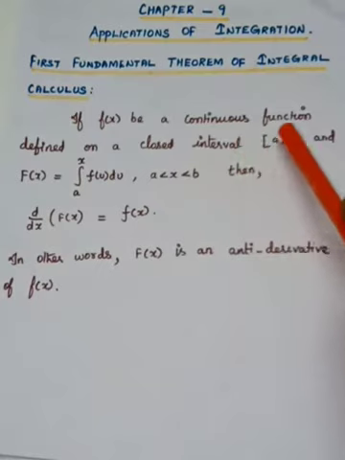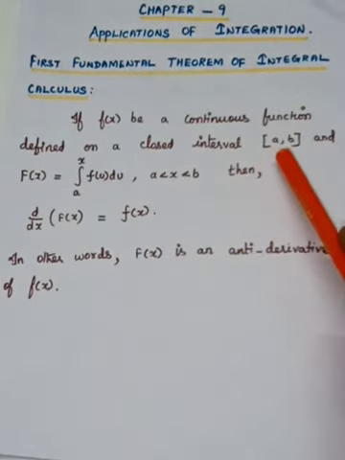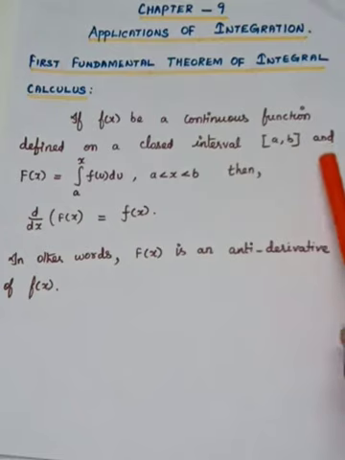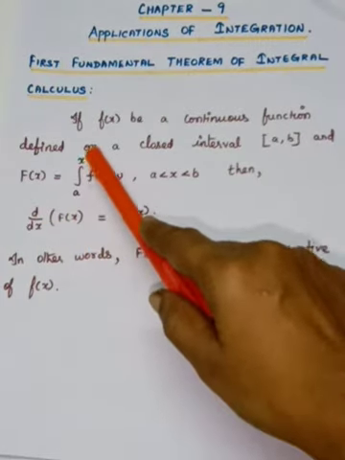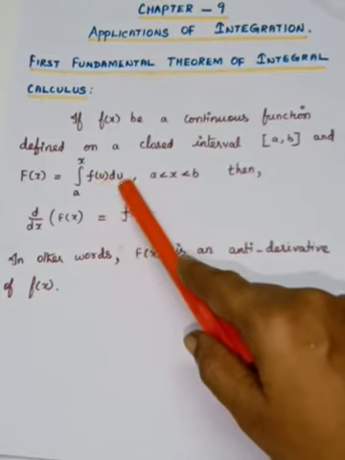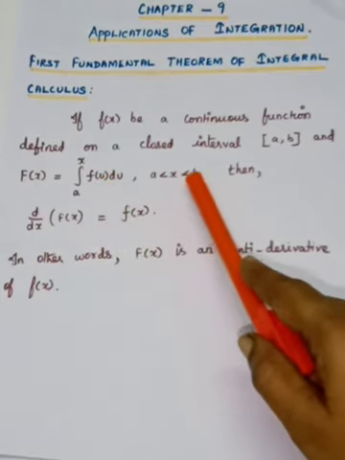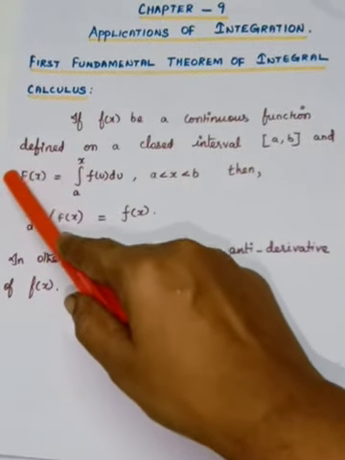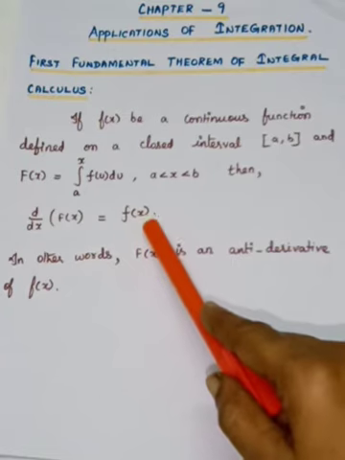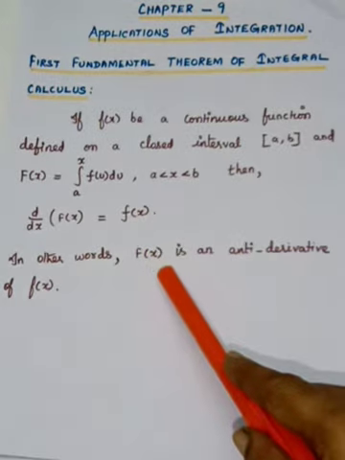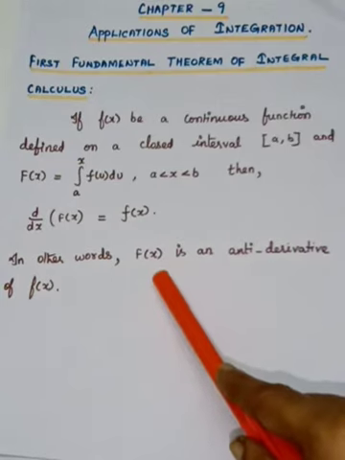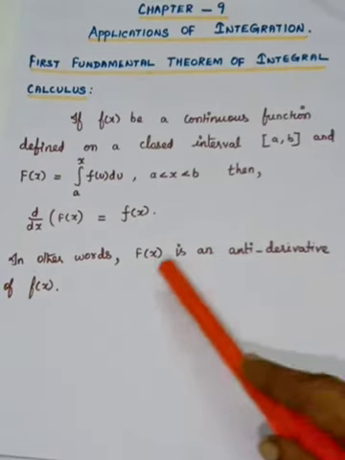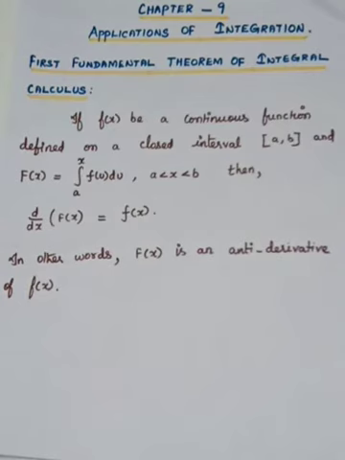If f(x) is a continuous function defined on the closed interval [a, b], and F(x) is equal to the integral from a to x of f(u) du, where a is less than x less than b, then the derivative of F(x) is equal to small f(x). In other words, capital F(x) is an antiderivative of small f(x).